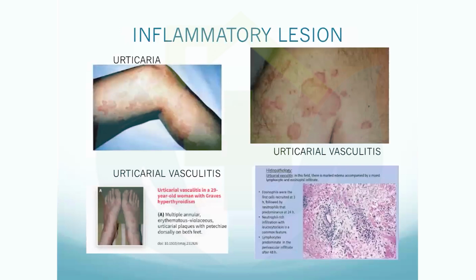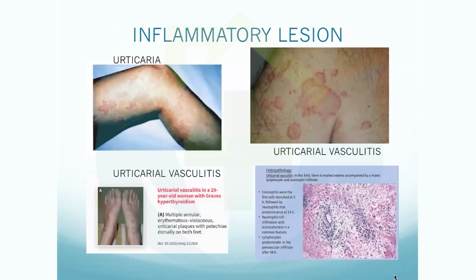Other inflammatory lesions: urticaria, again, another common entity. You see this in your day-to-day practice every day. Usually, urticarial wheals are evanescent, which means they don't last for long. In urticaria, when it is less than 8 weeks, we call it acute urticaria. And when it is more than 8 weeks, we call it chronic urticaria.